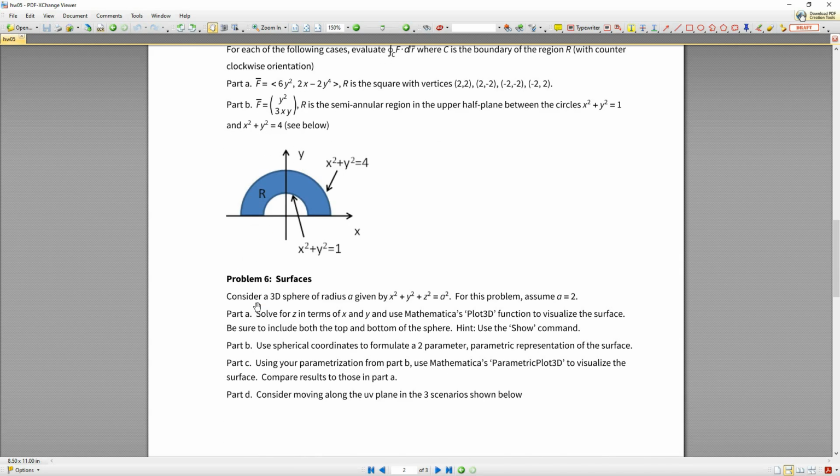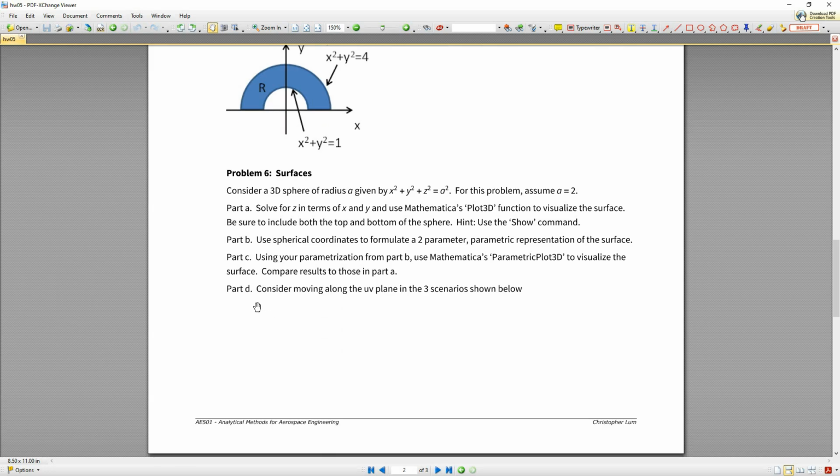Okay, that's problem five. Problem six here is kind of interesting. Let's describe a 3D sphere. It's given by this. And in this case, I think I'm going to give you A as 2. So it's basically a sphere with radius 2, all right?